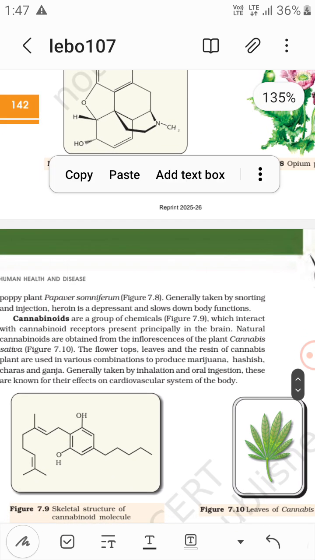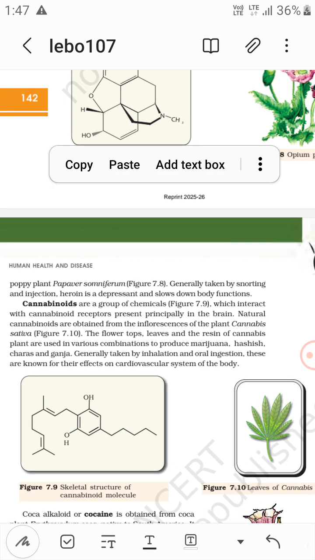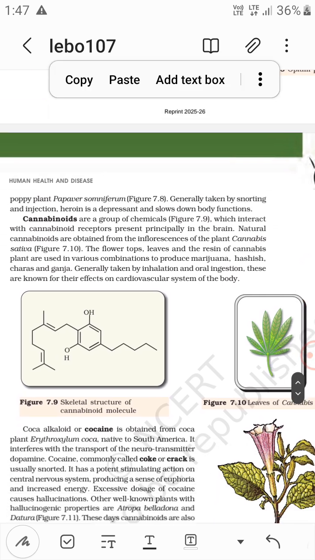Okay, cannabinoids are the group of chemicals which interact with cannabinoid receptors present principally in the brain. So natural cannabinoids are obtained from the inflorescence of the plant Cannabis sativa. The flower tops, leaves, and resins of the cannabis plant are used in various combinations to produce marijuana, hashish, charas, and ganja. Generally taken by inhalation and oral ingestion, these are known for their effects on the cardiovascular system of the body.